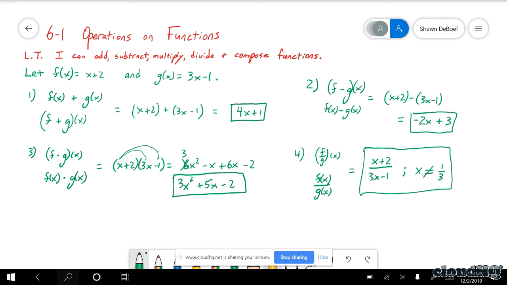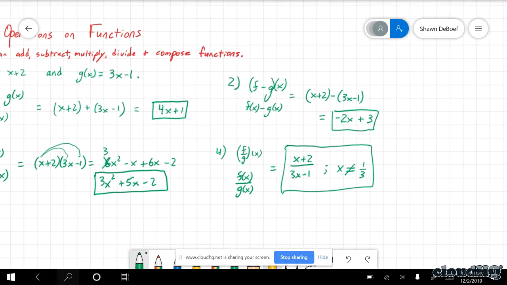If you plugged in 1/3, what do you notice? You would have a denominator of 0, wouldn't you? If you plug it into the denominator, 3 times 1/3 is 1, minus 1 gives us 0. Are you allowed to divide by 0? No, that's undefined. So if we ever have a fraction, we need to think about that scenario.